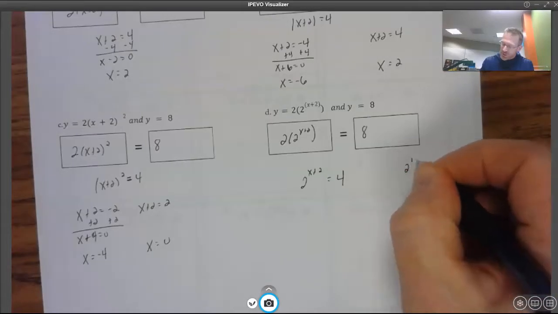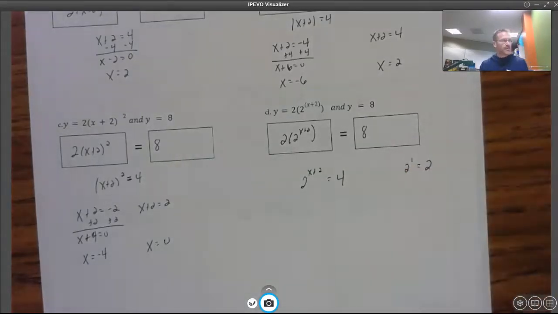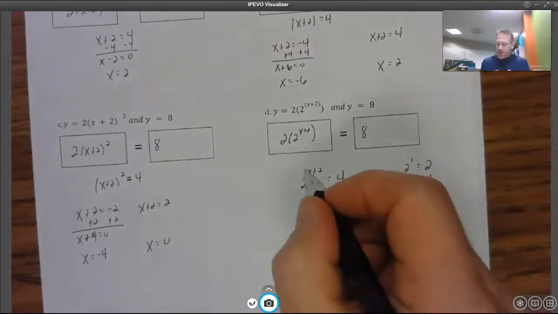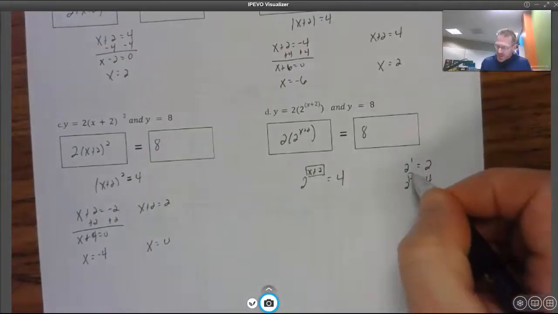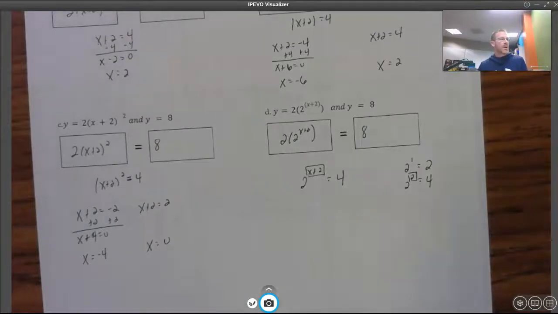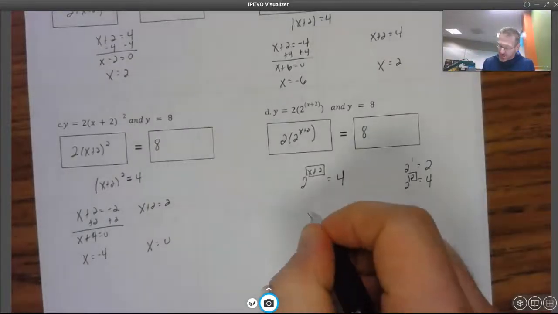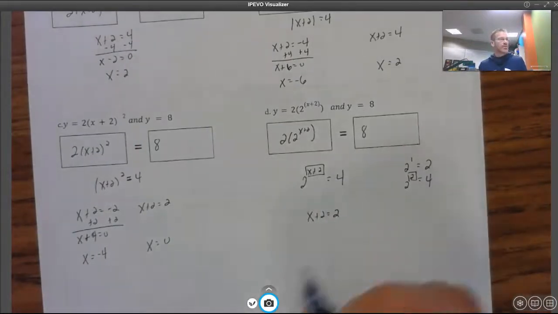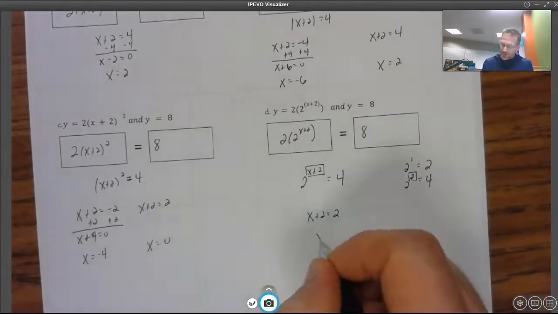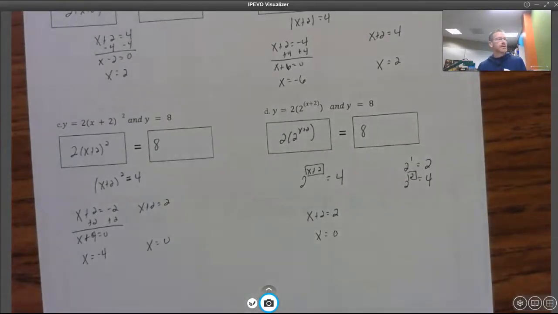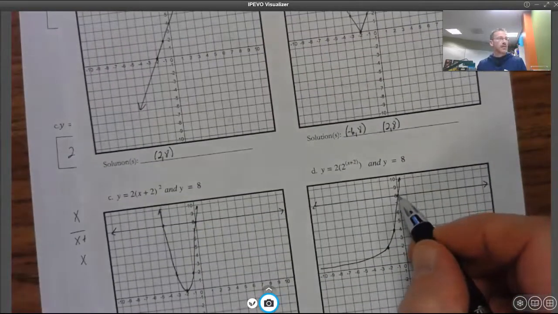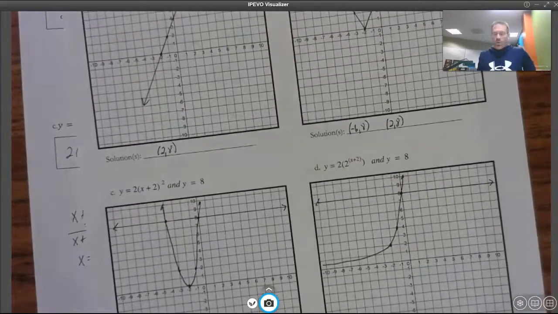So if we start going through this, 2 to the first power is 2, all right? 2 to the second power is 4. So that means that this has to be 2 to give me 4, right? So x plus 2 has to be 2, because 2 squared is 4. Now, once again, x plus 2 is equal to 2. So what plus 2 is 2? And that would be 0. All right, and then once again, if we go back and look here, where do they intersect? At x equals 0.